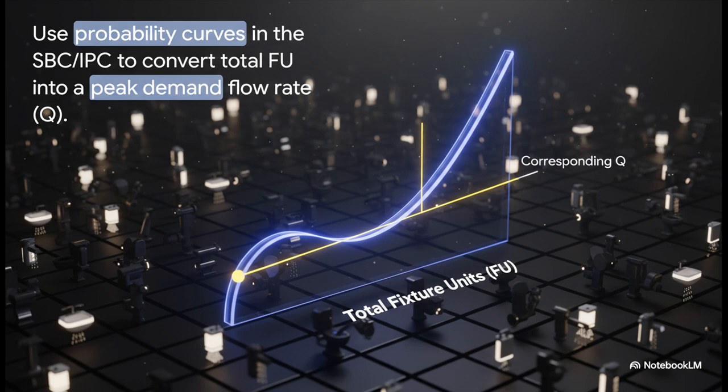You just take your total FU, find it on the bottom of the chart, go up to the curve, and then over to the side to find your realistic peak demand flow rate. We call this Q. This is the actual max flow your system needs to be able to handle.